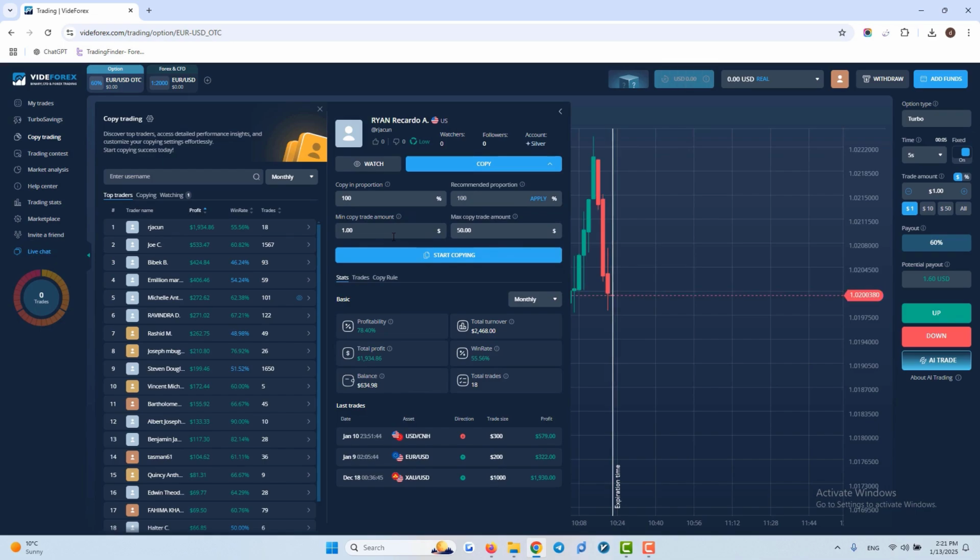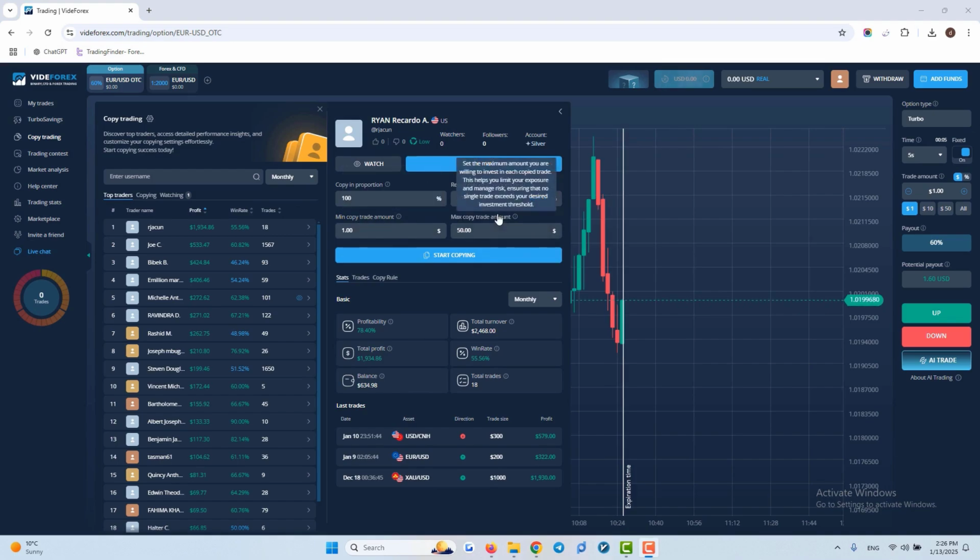Copy this person's trades to your account. Adjust copy settings. Specify the trade percentage to copy. The suggestion recommends copying 100%. Start copying. First, specify how much of a trade to copy when a trader opens a position. In the suggestion, the trader recommends copying 100% of trades.